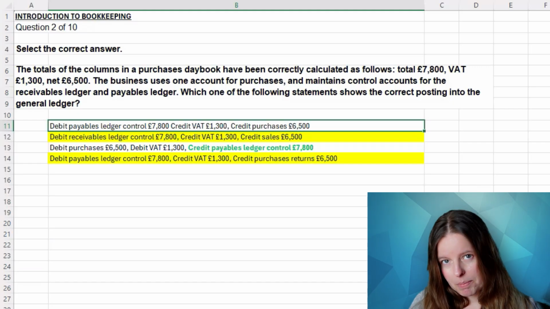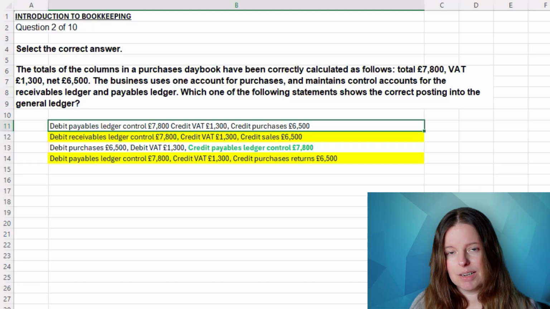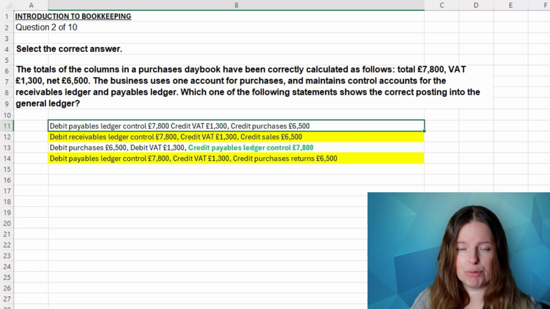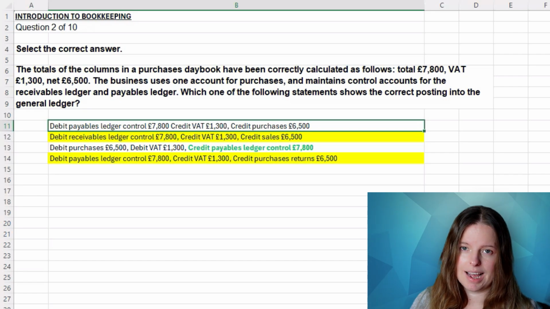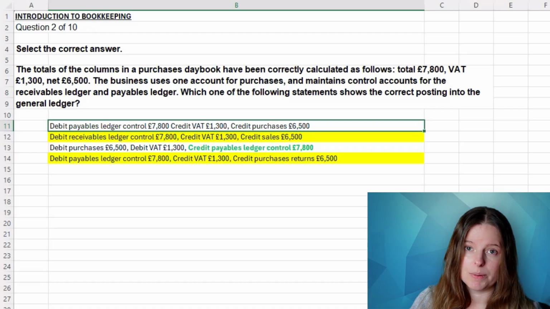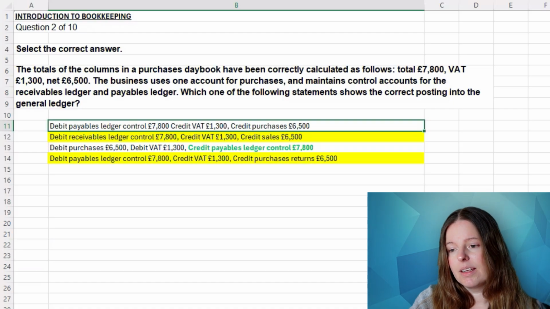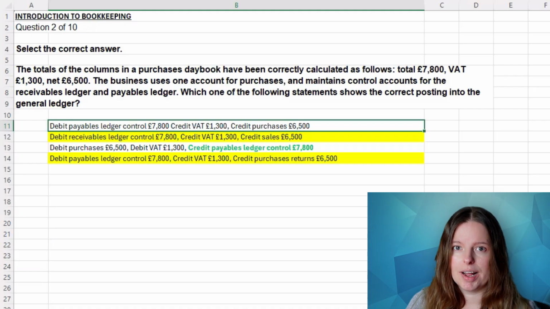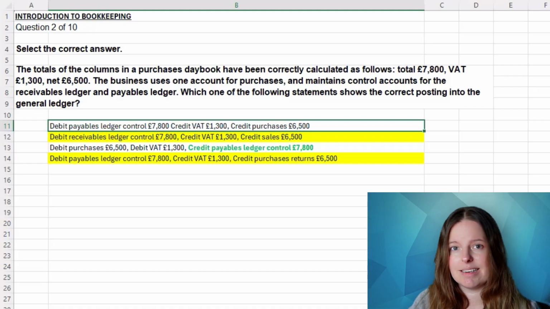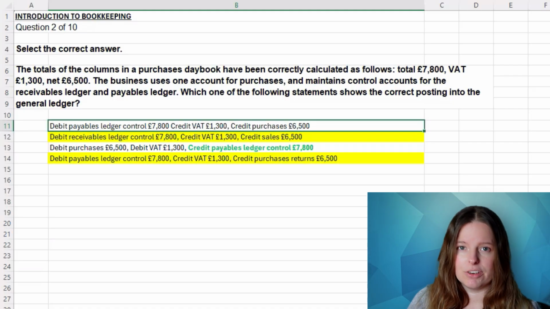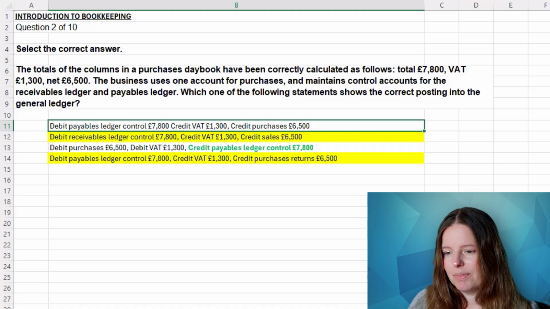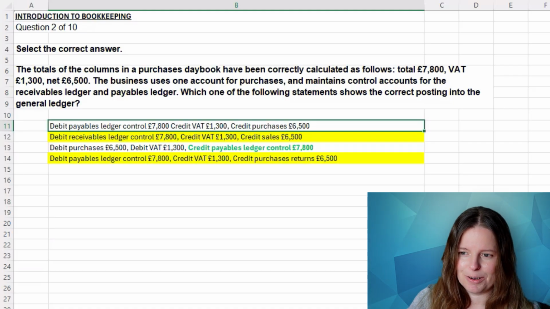So we're going to debit purchases with the net amount, 6,500. We're going to debit the VAT control account with the 1,300. And we're going to credit the payables ledger control account with the 7,800, because that's the total amount that we owe to that supplier. So that's why, again, the gross value, the total after we add net and VAT together, goes to the creditors control account or the payables ledger control account. So I hope that helps.